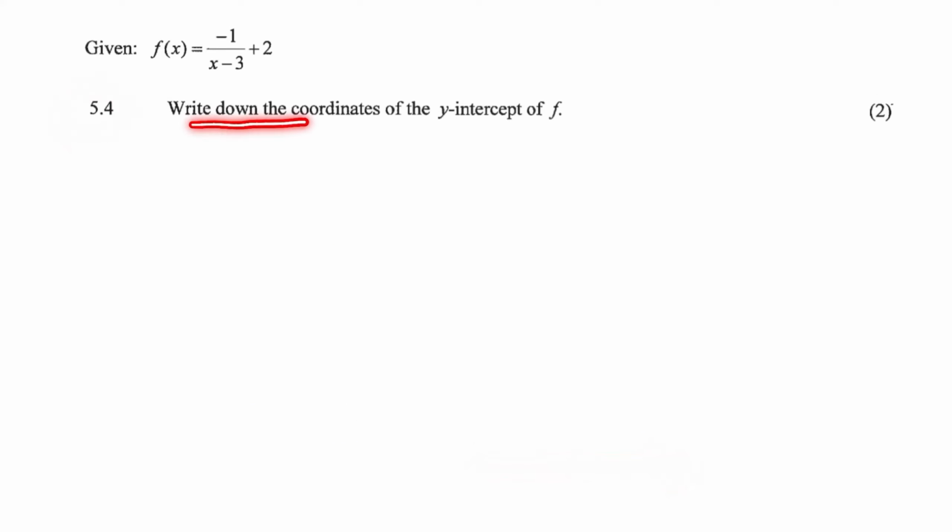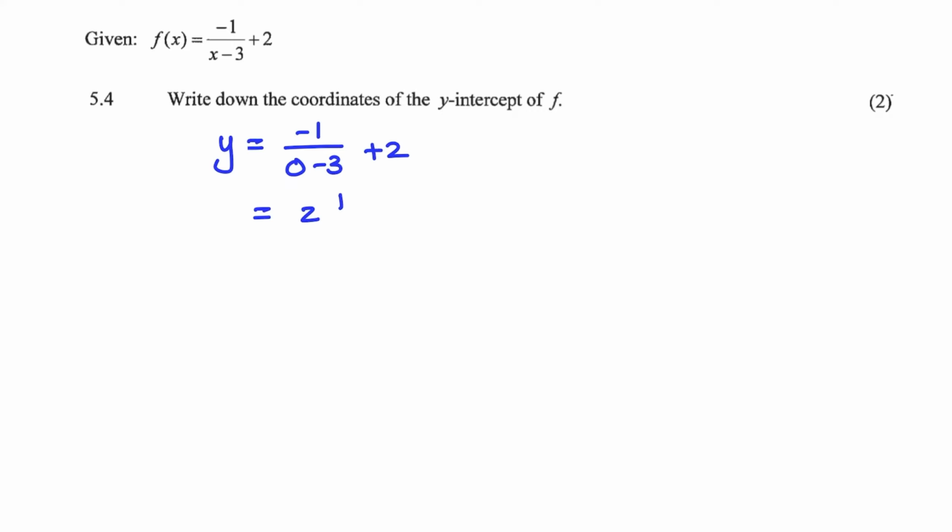5.4. Write down the coordinates of the y-intercept. Now for the y-intercept, we'll make x equal to 0. So the y-intercept would be y equal to negative 1 over 0 minus 3, plus 2. And that is equal to 2 1/3, or you could say 7 over 3. Therefore, the coordinates of the y-intercept would be x is 0 and y is 7 over 3. So remember, the question was for coordinates. So you can't just give a y value. You need to leave your answer as coordinates.